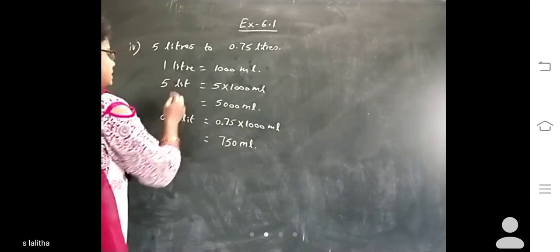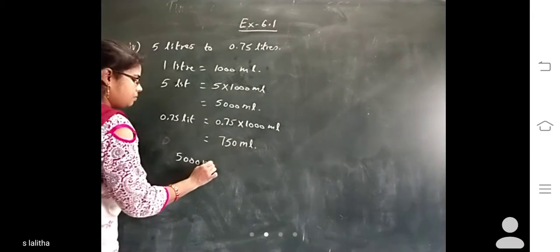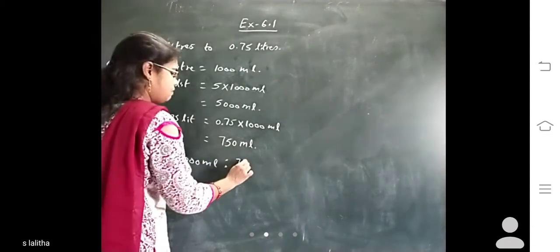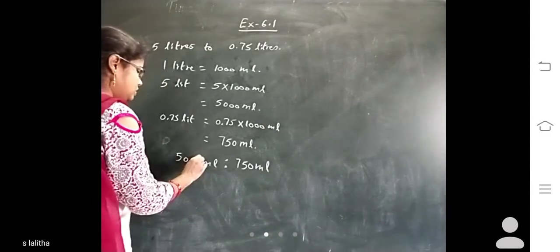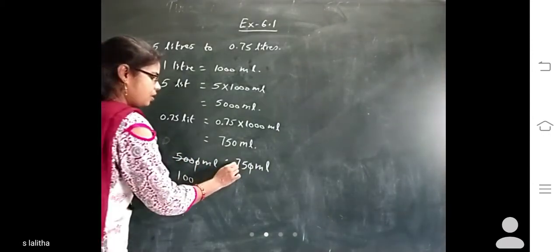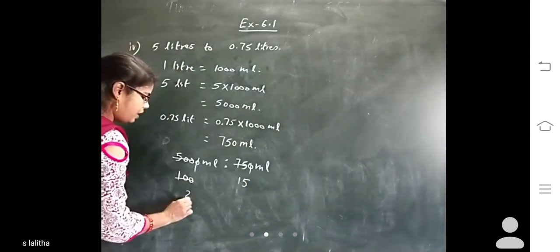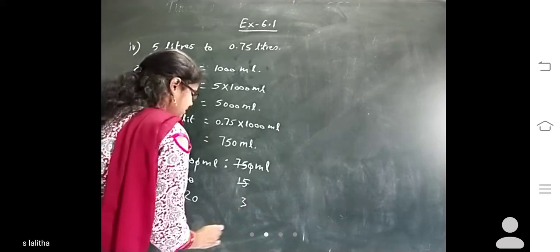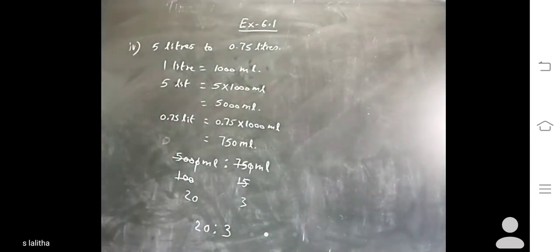Now you have to write it. So how many milliliters do we get? 5000 milliliters is to 750 milliliters. Now do the calculation. Cancel 0, 0. Take the 5 table: 5 ones 5, 0, 0. 5 ones 5, 2 remaining, 5 fives 25. 5 twenties, 5 threes. So what is the simplest form? 20 is to 3. Right.